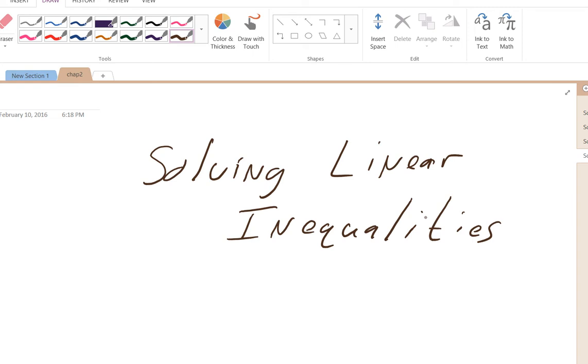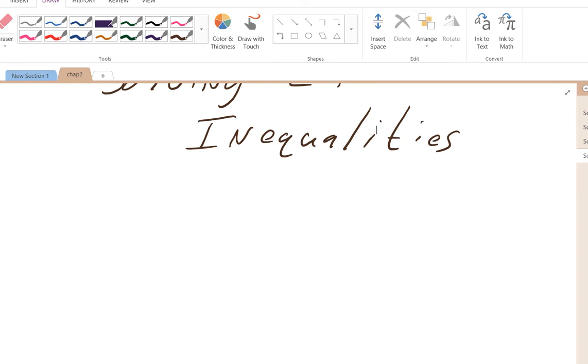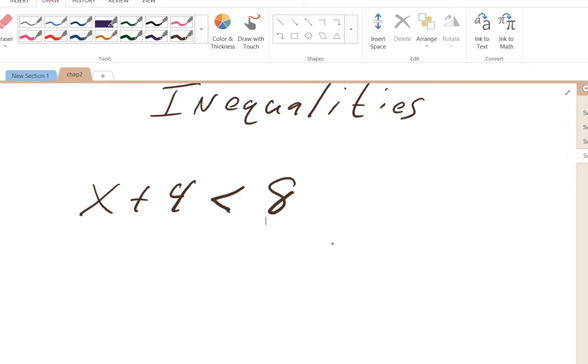Okay, so we're going to solve linear inequalities. All right. So here's what those kind of look like. Let's start off here. We'll do some simple ones here. X plus 4 less than 8. So it's going to use something like that where we're using greater than or less than signs. All right. And to represent the answers for these, there's actually 3 ways to do it.